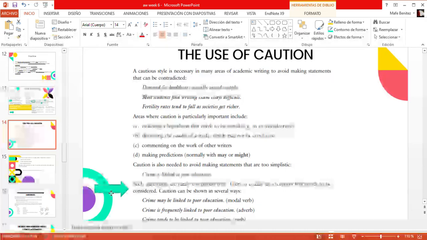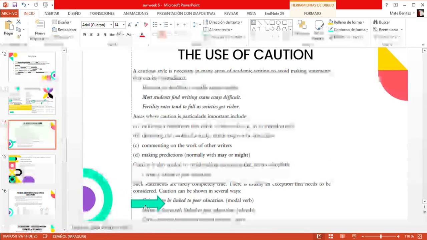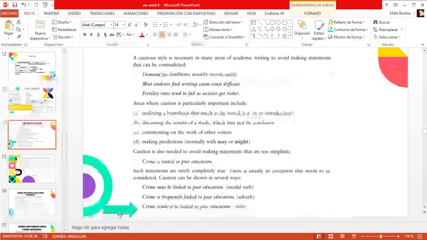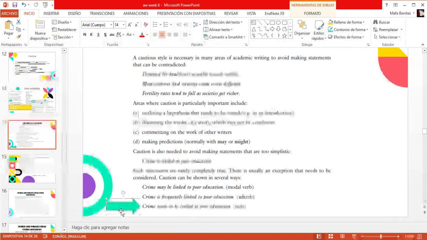Caution can be shown in several ways. For example, using modal verbs: crime might be linked, or here, beautiful, may be linked to poor education. Using adverbs: crime is frequently linked to poor education. Or a verb: crime tends to be linked to poor education. Okay?